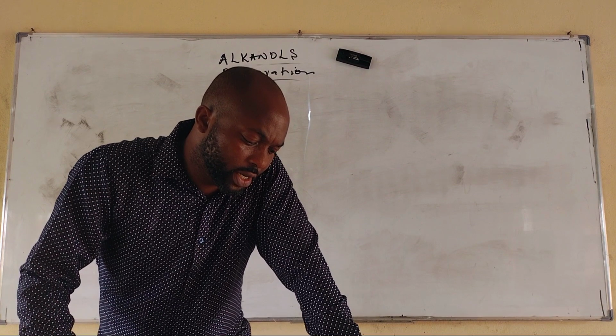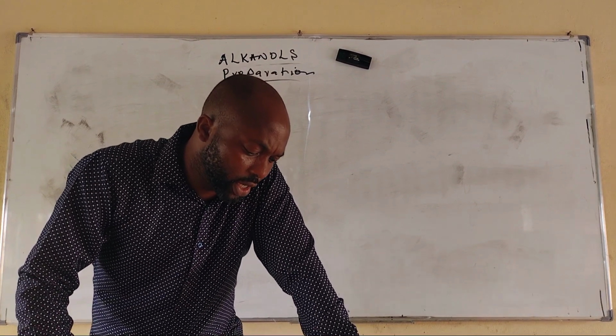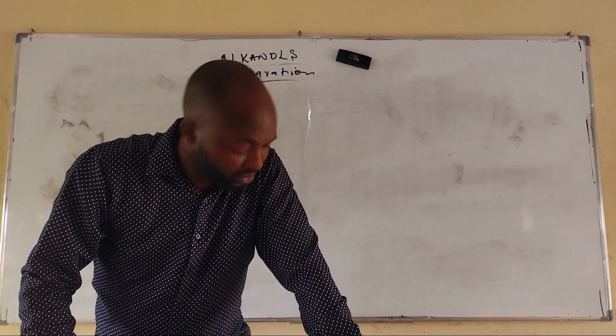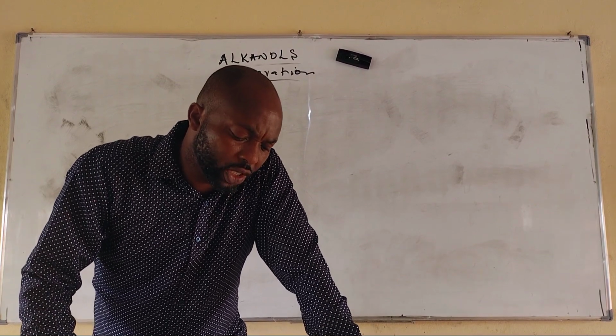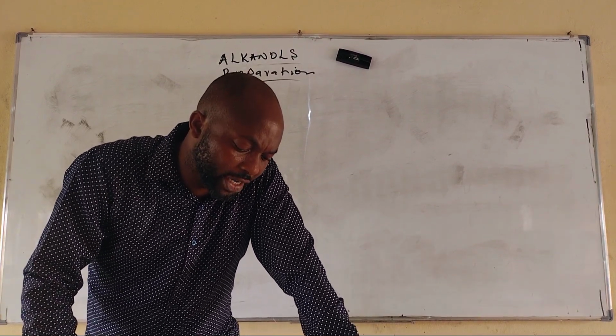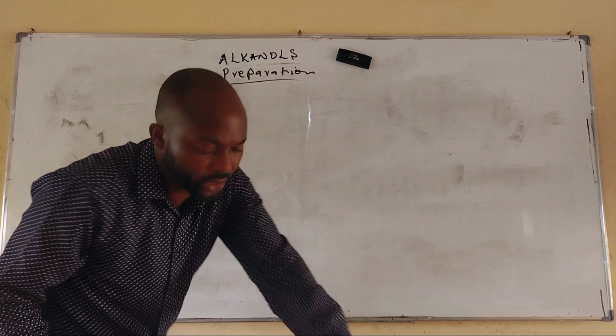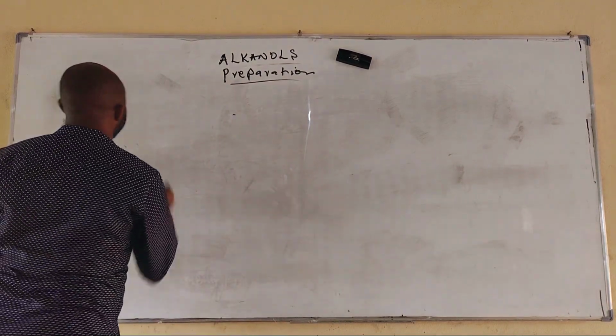Okay, let's take a question here. All right, what is the product in the hydration of the alkene below? This is 1, 2, 3, 4, 5.